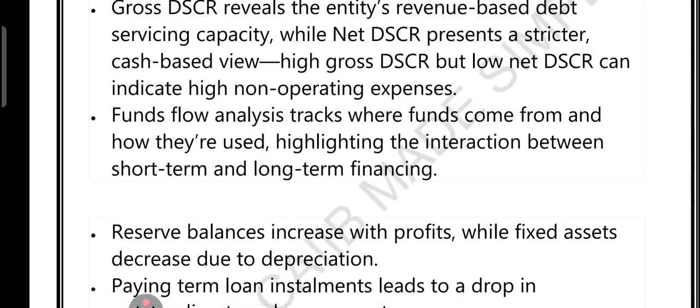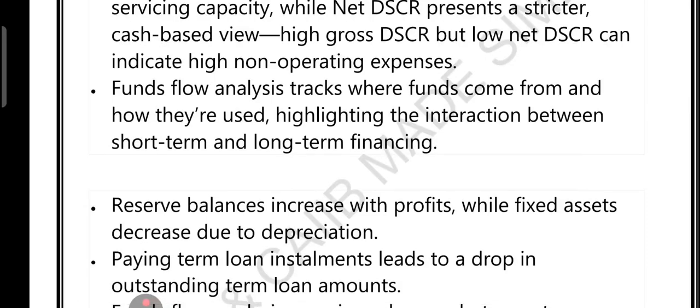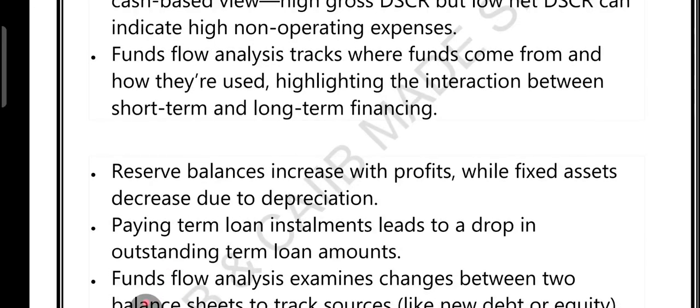Let's do the fund flow analysis now. So we have talked about the cash flow statement, we have talked about the balance sheet, we have talked about the P&L account. Till now we are talking about the same. Now let's switch our focus to the fund flow analysis. So it helps you see where the funds are coming from, where they are going, connecting the short-term and the long-term financing. So remember, track cost, manage cash wisely, and monitor DSCR to maintain the financial strength.